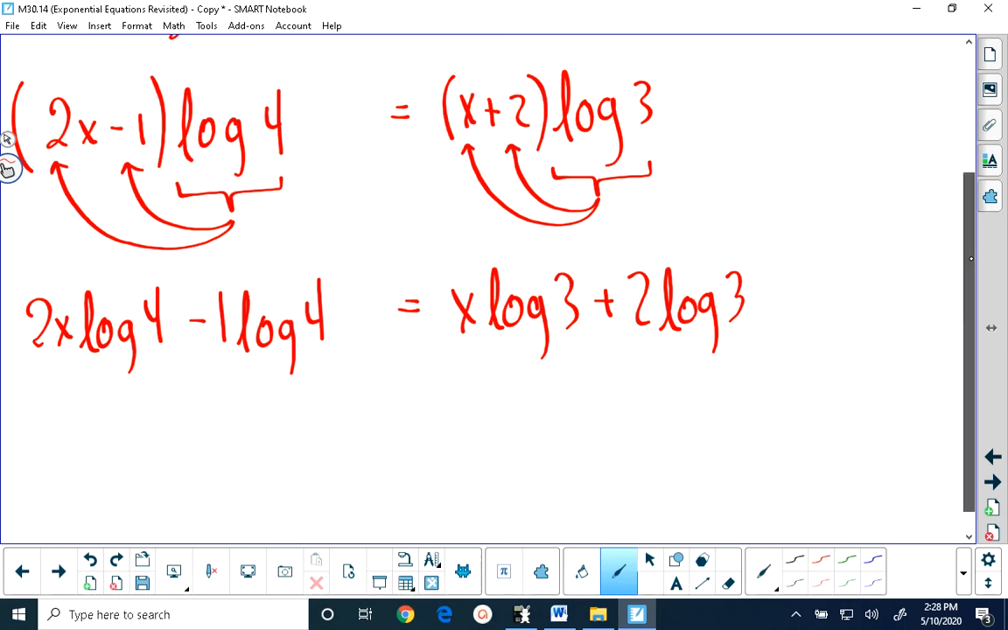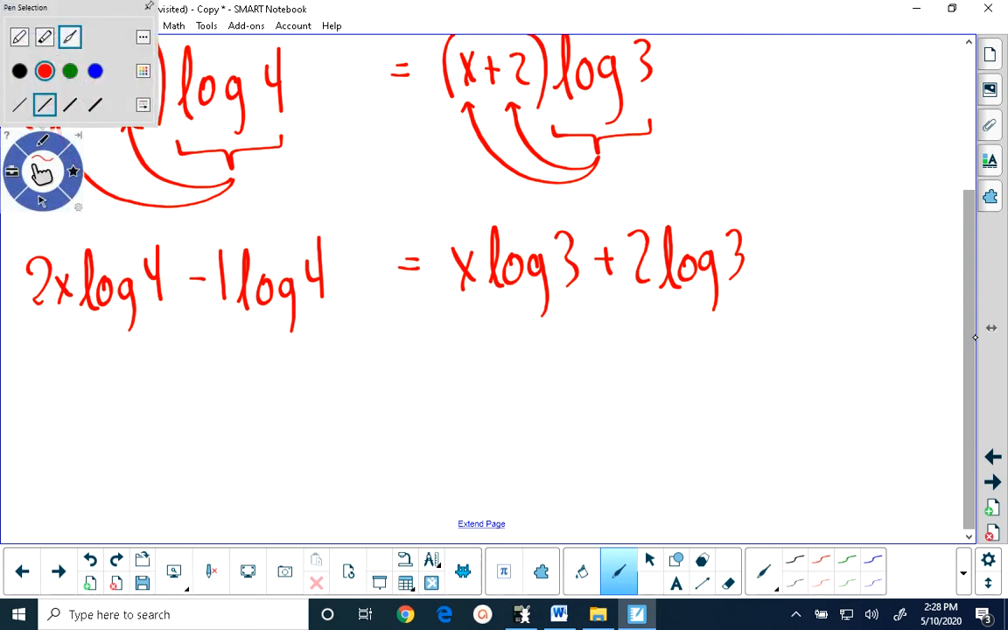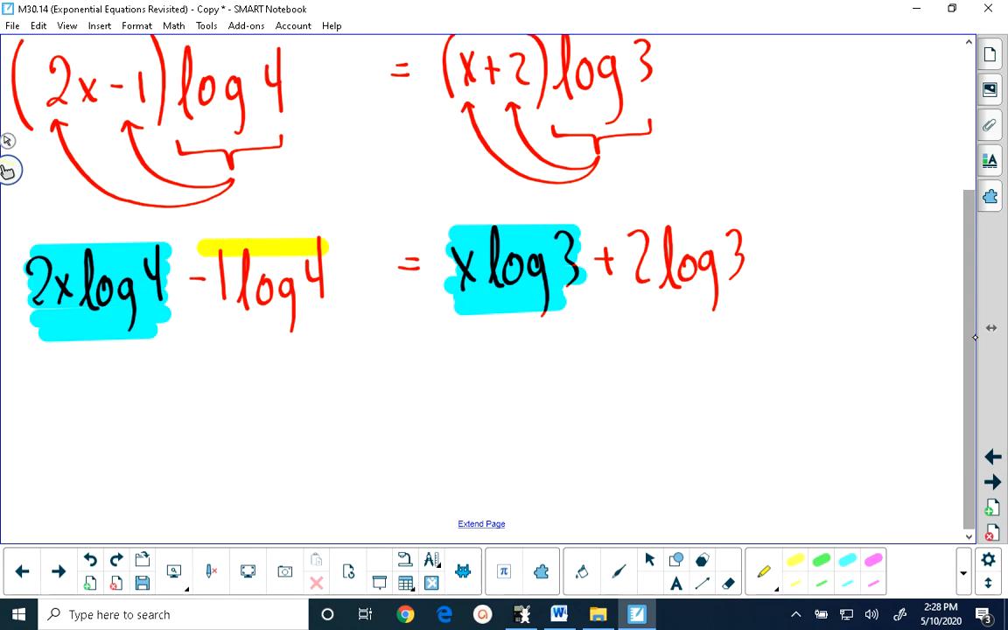Your next step is to move any terms that have x to one side and the terms that do not have x to the other side. In other words, I want to make sure that this term and this term are on the same side of the equation, and that this term and this term are on the same side of the equation.